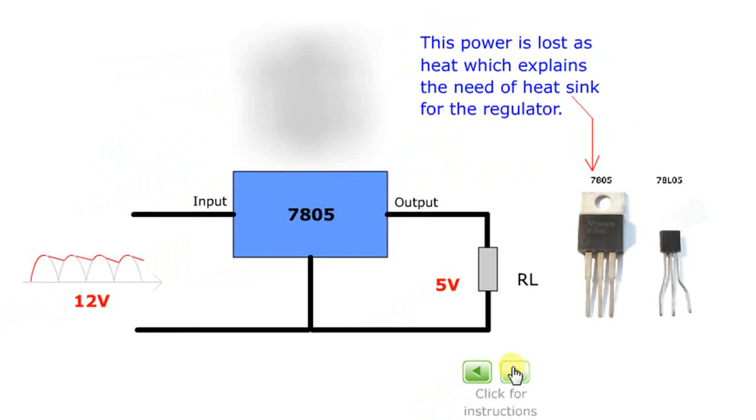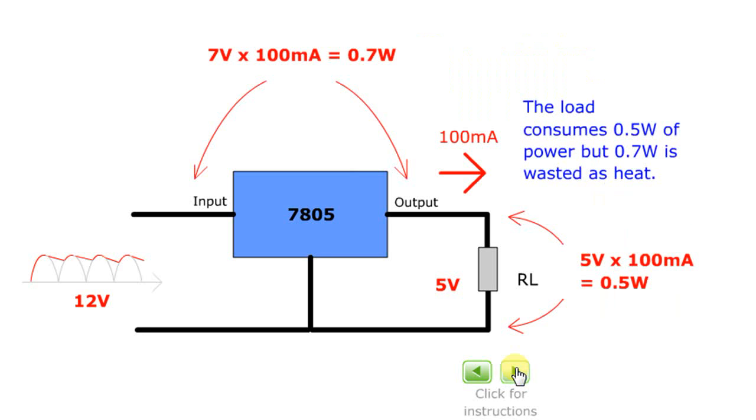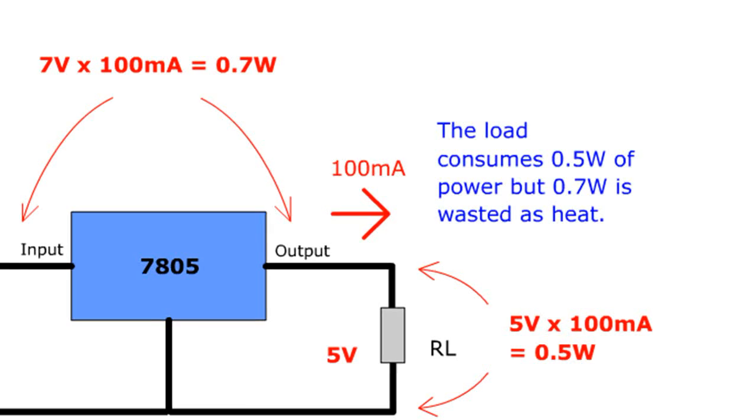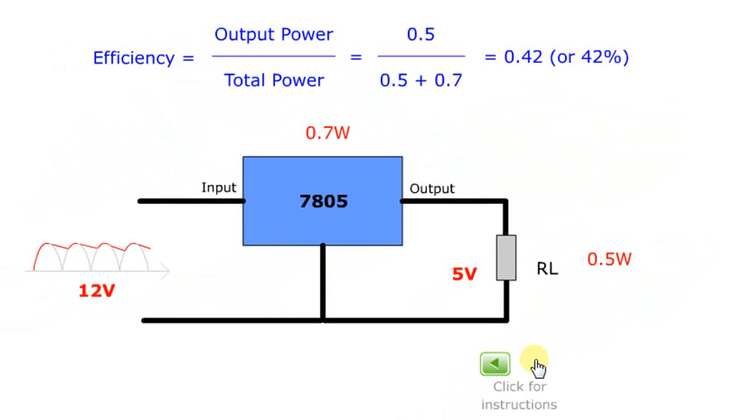The power is lost as heat, which explains the need for a heat sink for the regulator. The load consumes 0.5 watt of power, but 0.7 watt is wasted as heat. The efficiency is only 42%.